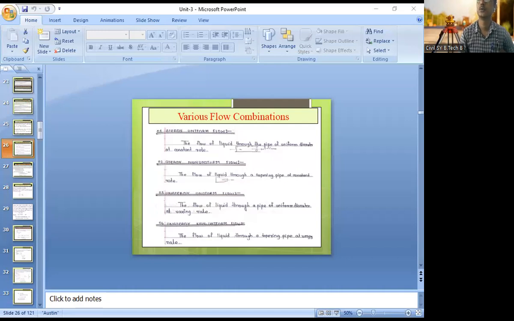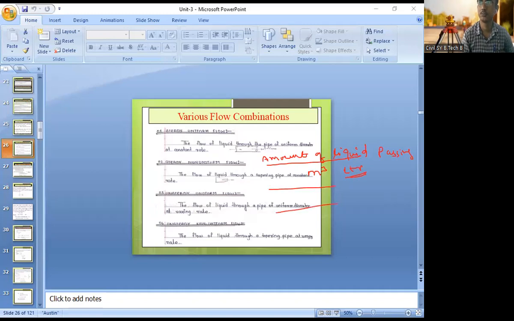So now we have got the idea about the definition of discharge. It is the amount of liquid. This amount of liquid can be measured in terms of meter cube. It can be measured in terms of liters. It is the amount of liquid passing through a given point.